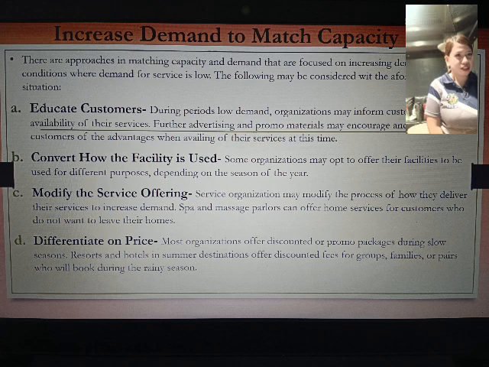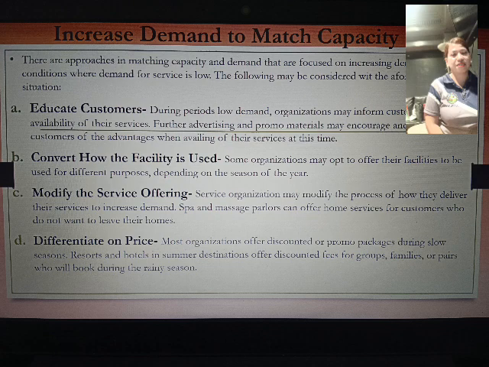So during these periods of low demand, organizations may inform customers about the availability of their services. Further advertising and promo materials may encourage and inform customers of the advantages when availing of their services at this time. So it is important for you to always inform your customers.